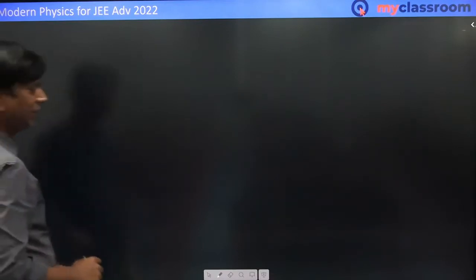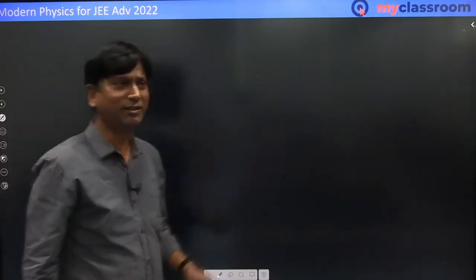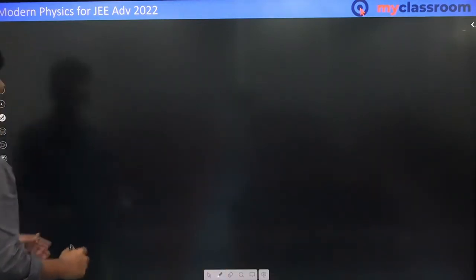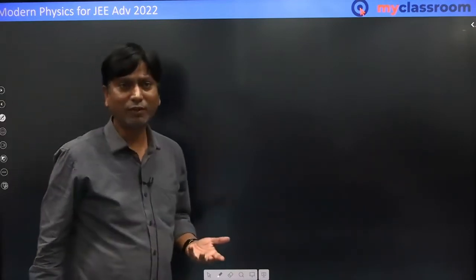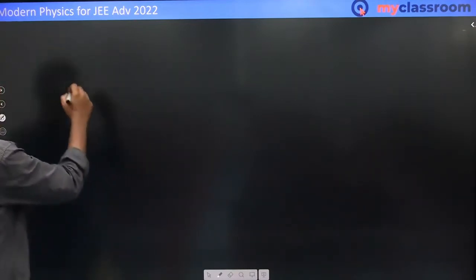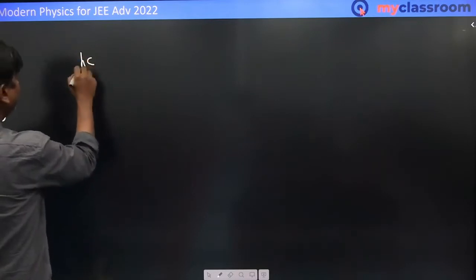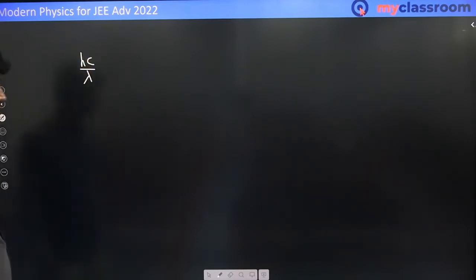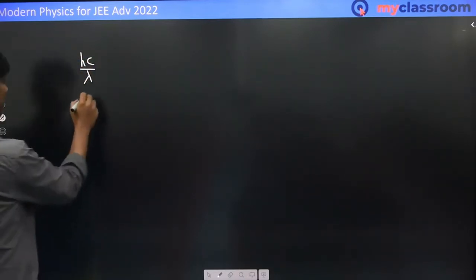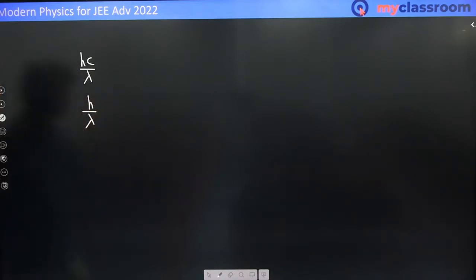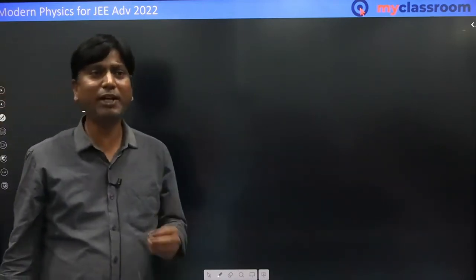A few concepts before exactly starting the numericals. Every photon you take has an energy of hc by lambda, the energy of each photon. And it has a momentum of h by lambda. Any photon will have a momentum of h by lambda.